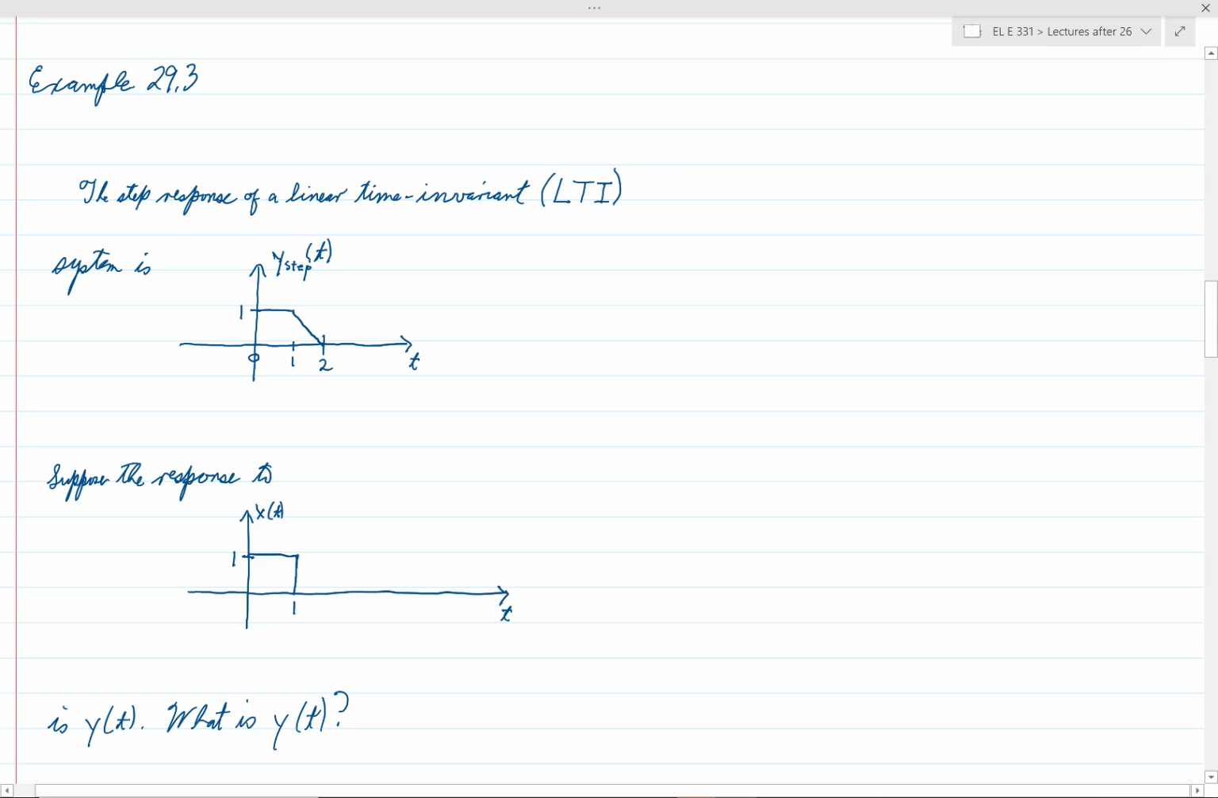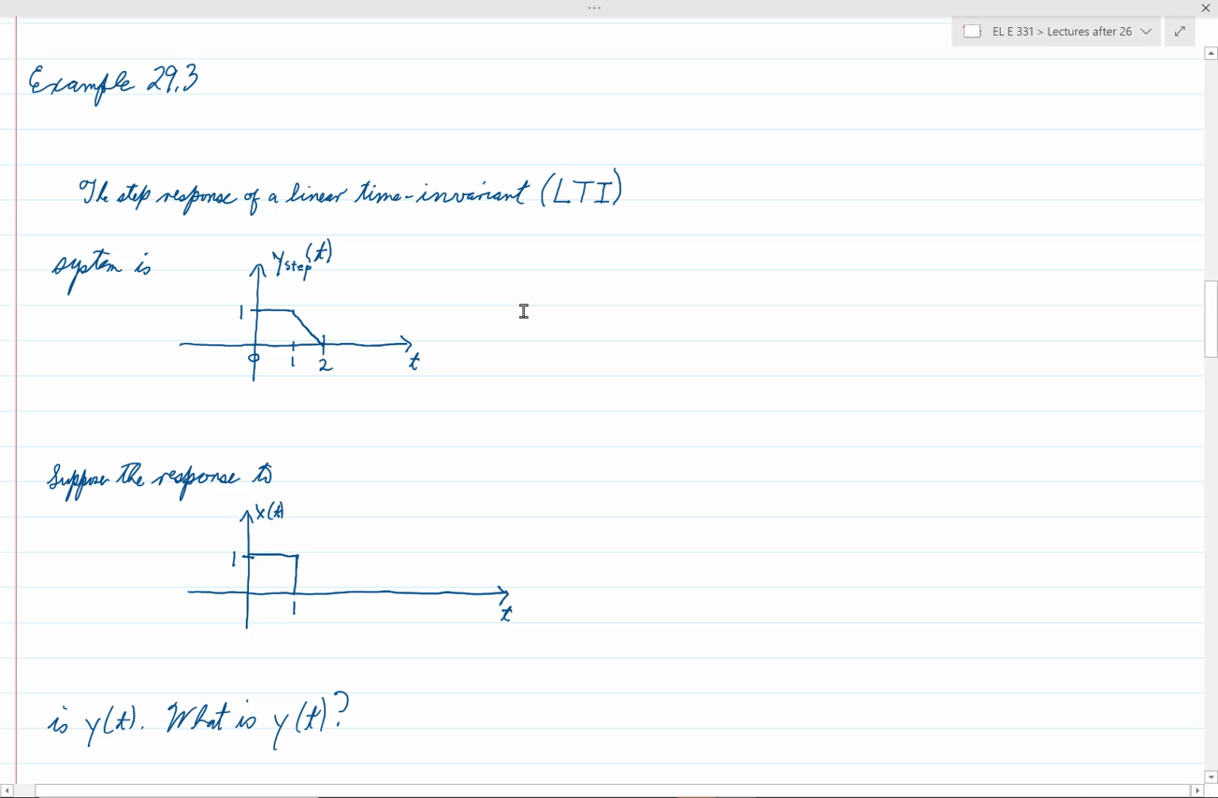And that is the impulse response for system B. Now for our third example. In our third example, we are given the step response of a linear time invariant system right here. And we're told that y of t is the response to this x of t here. And so we want to know, what is y of t? What is the response of the system to this input if this is the response of the system to the unit step input?